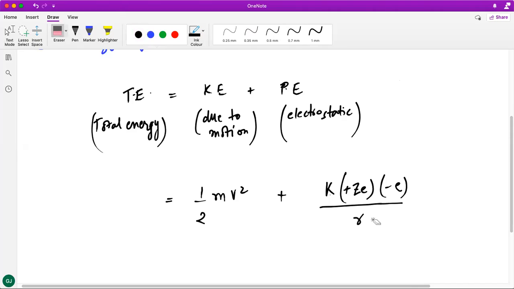If we make it R square, then it becomes the force. That is the electrostatic force. Correct. Potential energy is just R raised to the power of 1. Now the sign will become quite crucial.